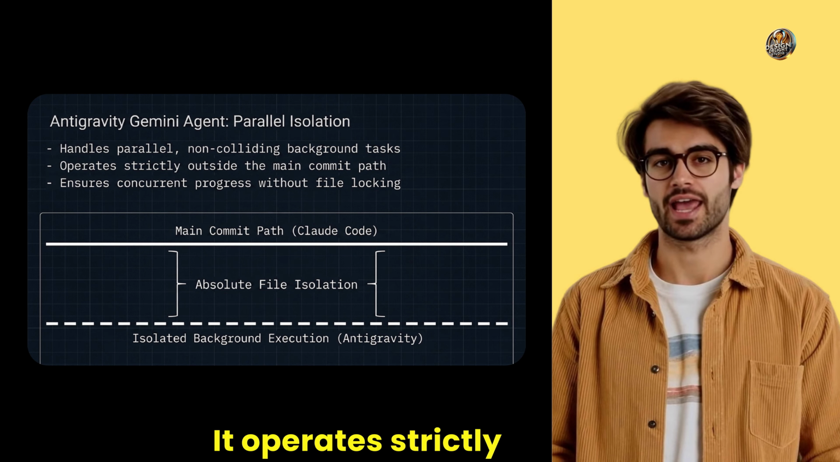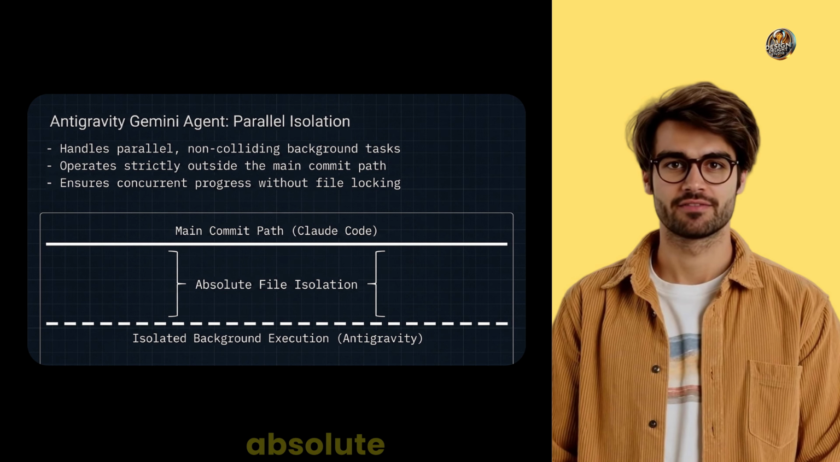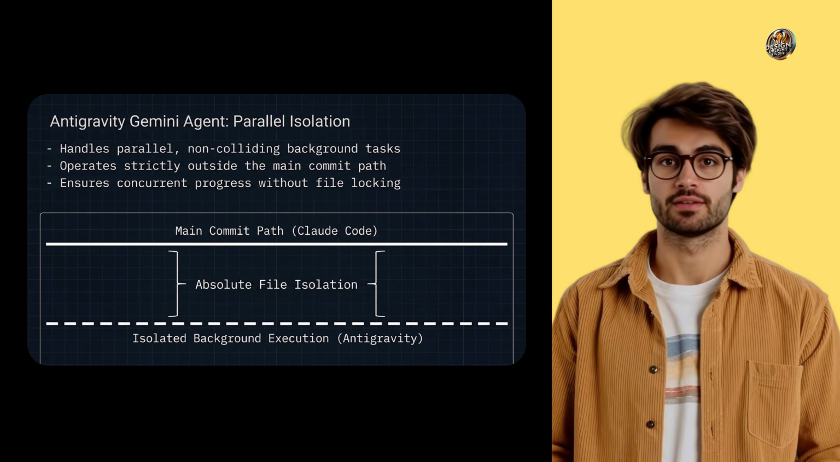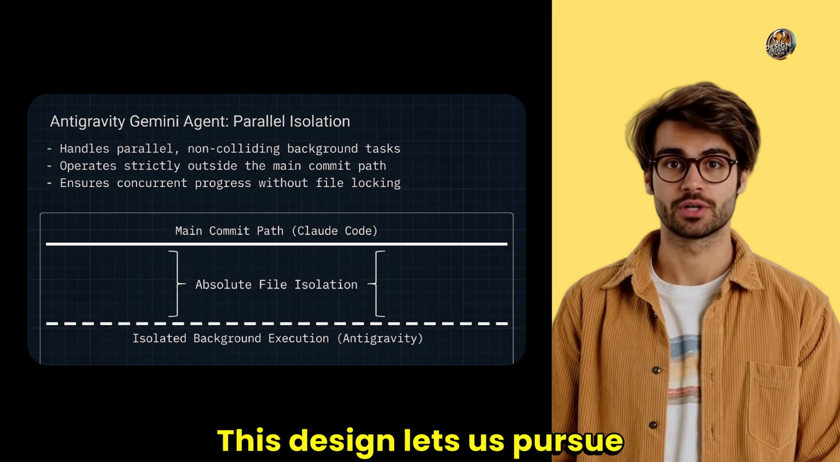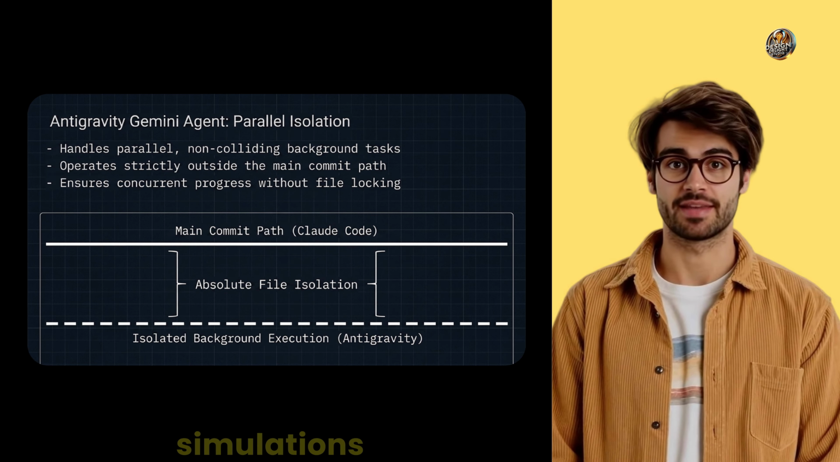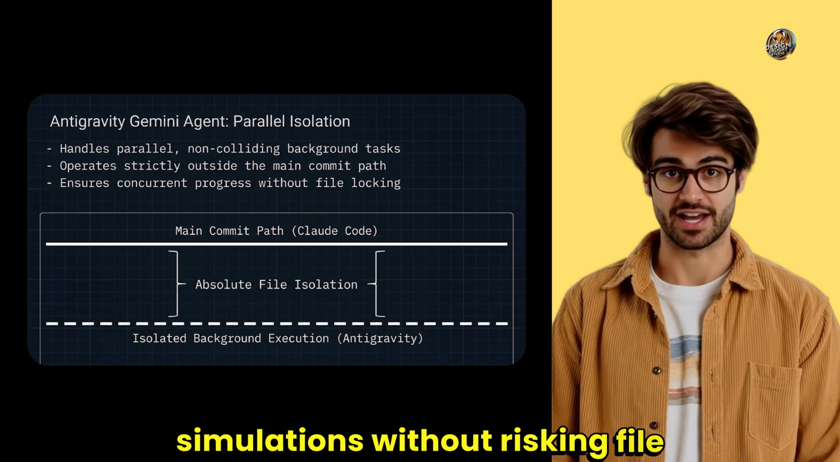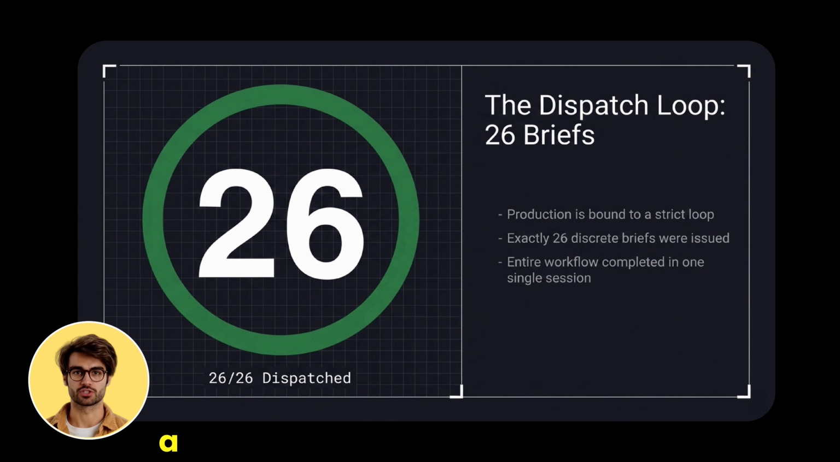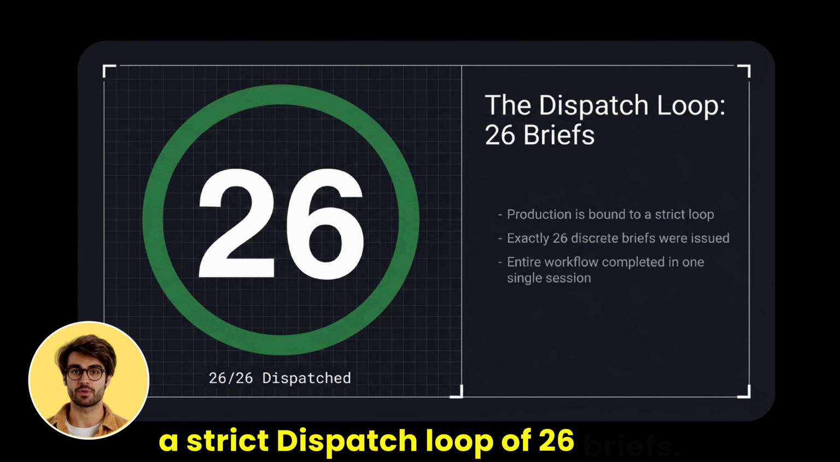It operates strictly outside the main commit path, with absolute file isolation. This design lets us pursue concurrent progress, such as asset generation or long-running simulations, without risking file locks or merge conflicts. Production for Ashaveth was driven by a strict dispatch loop of 26 briefs.